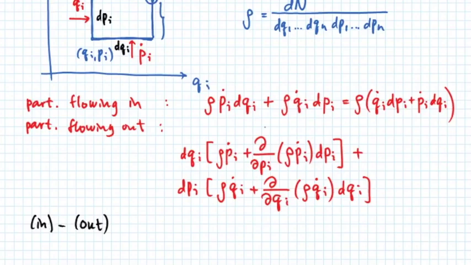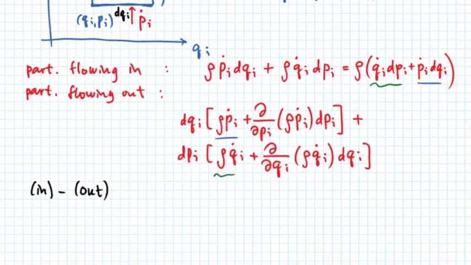First, we'll see that these terms here are going to cancel. This term here is going to cancel this term here, as well as this term here is going to cancel this term here. In other words, we have the same number of particles flowing in as flowing out, but other terms that involve partial derivatives are not going to cancel.